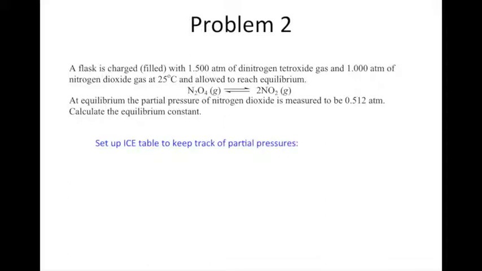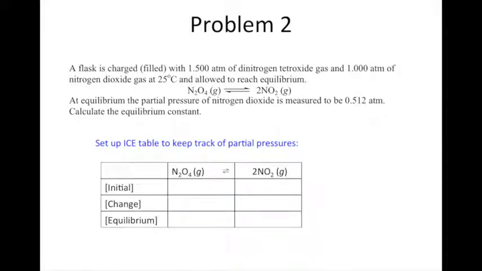Okay, so let's start out by writing our ice table in order to keep track of our concentrations: initial, changes, and equilibrium. So we're given a few concentrations, or actually partial pressures in this case, but we treat those the same as concentrations. We're given the partial pressure of our N2O4 and our initial partial pressure of our NO2. Now again, these are initial concentrations, so we can plug those in under the initial blanks. We're also given one other value. We're given the equilibrium partial pressure of NO2. So let's plug that in.